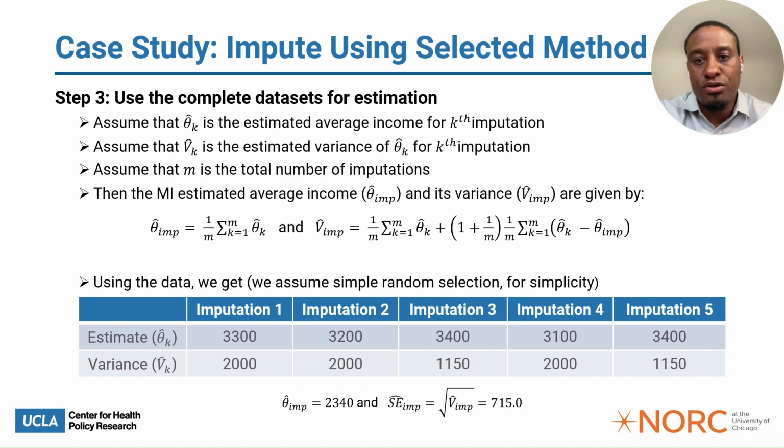In step 3, we use the 5 complete datasets for estimation. We calculate our statistic of interest, in this case, the average income, for each of the 5 datasets. Then we pool these results using Rubin's rules for the mean and variance. You can see the formulas on the slide. This gives us a final estimated average income of $2,340. Furthermore, this method provides a standard error that properly accounts for the uncertainty due to imputation.